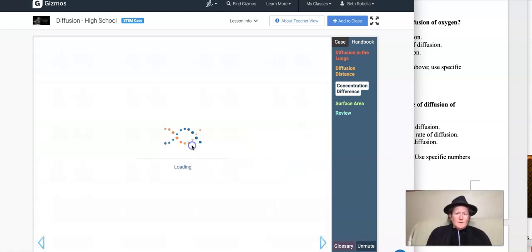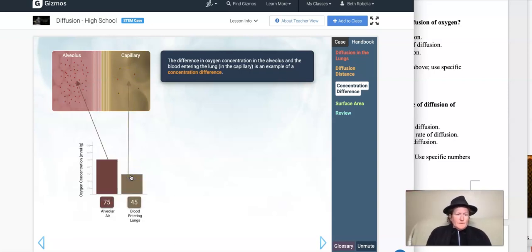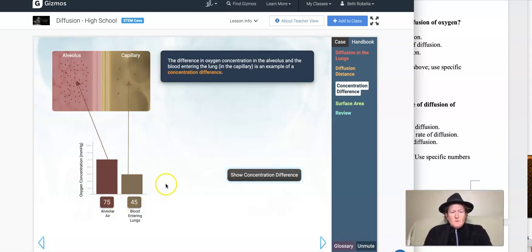Now let's look at concentration difference. The difference in oxygen concentration of the alveolus is bigger than the capillary. This is an example of concentration difference. So this is 75. I don't know if that's parts per million or parts per thousand. And this is the measurement for blood entering the lungs. The difference here between these two numbers is a good thing because it helps diffusion happen.